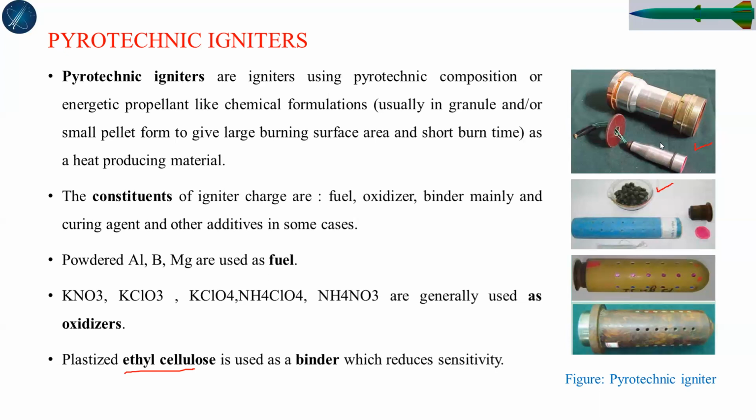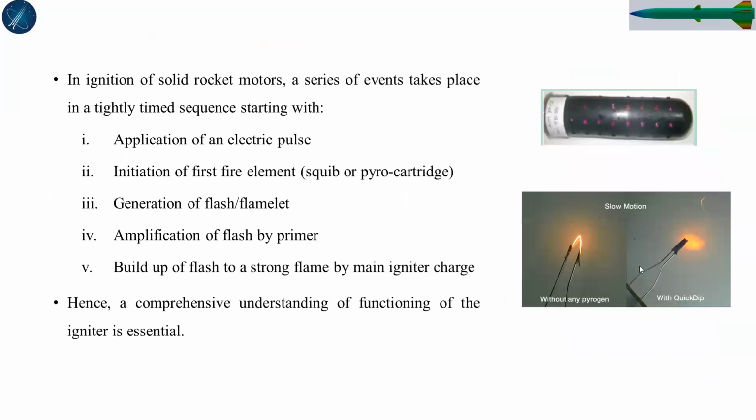And then when we switch on the electrical system, this immediately burns out. Then the inner, exposed surface of the propellant starts to burn. So this is what we call a pyrotechnic igniter.